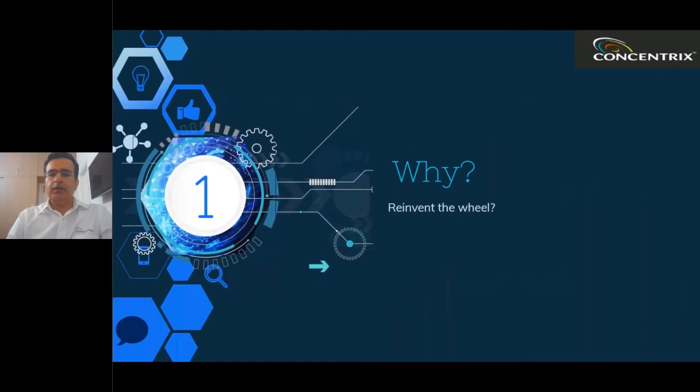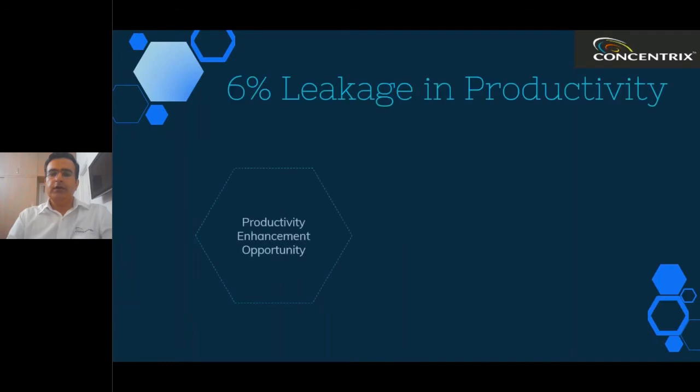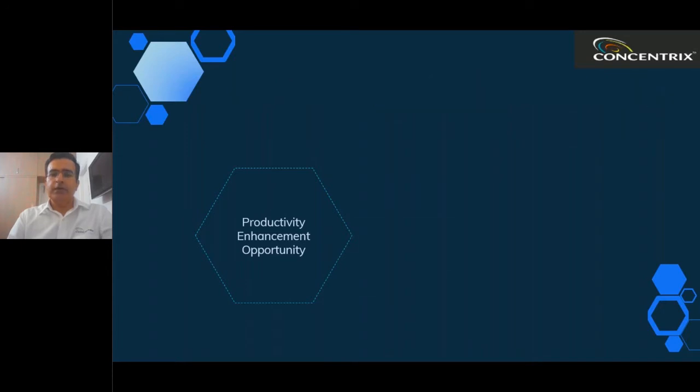So we looked at really redoing a lot of stuff, and we wanted to understand why we need to do this. Why do we reinvent the wheel? We had huge leakages in productivity. A lot of times we are not able to track, especially for back office agents, what they were doing and where the time was going. So we had 6% leakage in productivity when we started this.